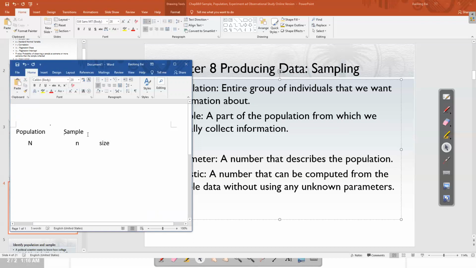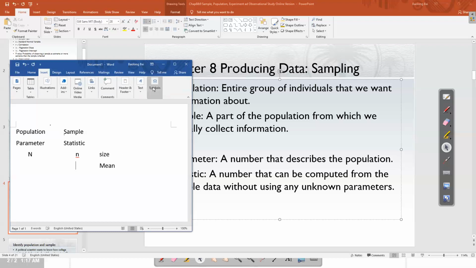So small n is a statistic, while big N is a parameter. Anything related to the population is a parameter. Anything related to the sample is a statistic. That's pretty simple, right? And then we have a few other things we learned as well. For example, we learned the mean of the sample, right? For the mean of the sample, we use the symbol X bar.